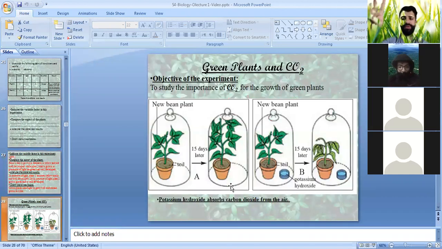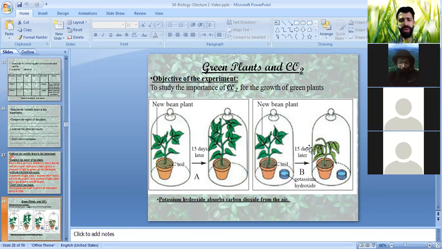Fourth experiment. The objective is to study the importance of CO2 for the growth of green plants. So we have two plants, 1 and 2, A and B. A contains all the favorable conditions. It's green in color, it's tall, it grows normally, while plant 2, or plant B, has yellow color, it's short.